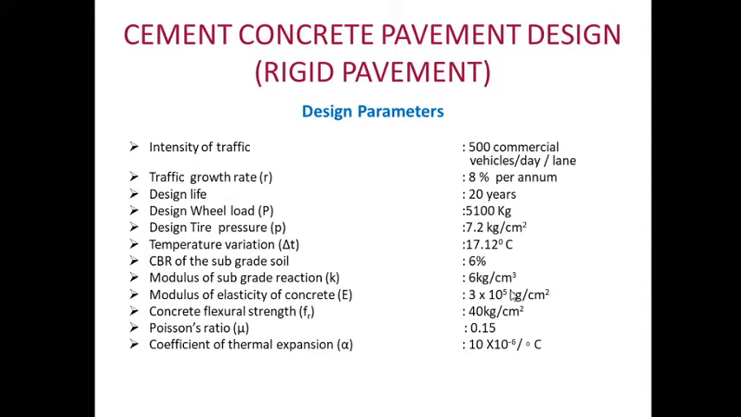Whereas the design life of flexible pavement is 15 years, and the design wheel load is 5,100 kg. Based on the design wheel load, we can classify the traffic as heavy, medium, and light, whereas for medium traffic the wheel load is only 4,100 kg. Another parameter which is considered is tire pressure. Normally, the tire pressure is expressed as kg per centimeter square or PSI, PSI meaning pounds per square inch. Then temperature variation in cement concrete pavement is a main parameter we are considering.